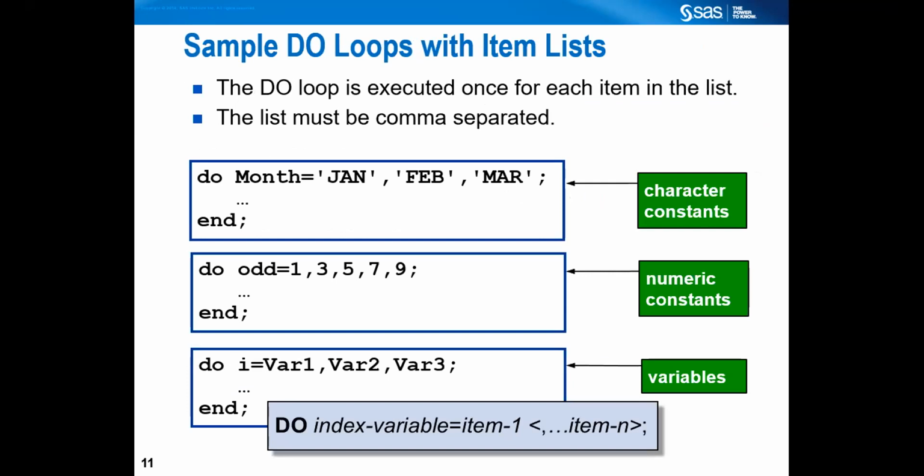It's also trying to tell us that you can have a DO loop for your character variable values also, and the values you provide within quotes. So these are character constants, these are numeric constants, and these are variables. You can provide variables, numeric constant values, and character constant values, separated by commas. So a DO loop is executed once for each item in the list. The list must be comma separated. So you can provide individual item names separated by commas.